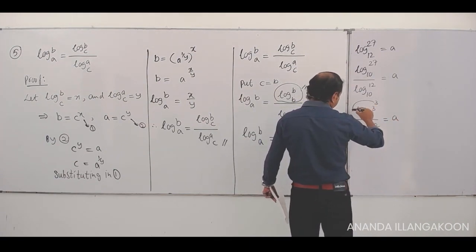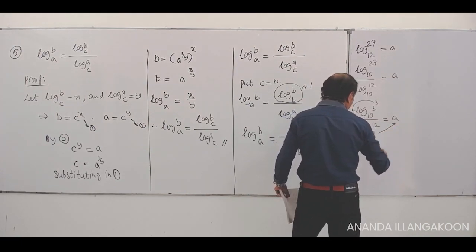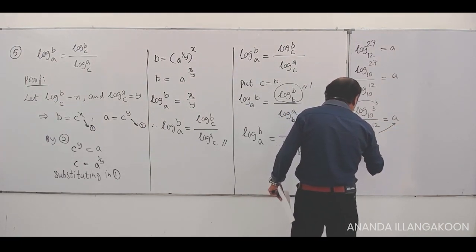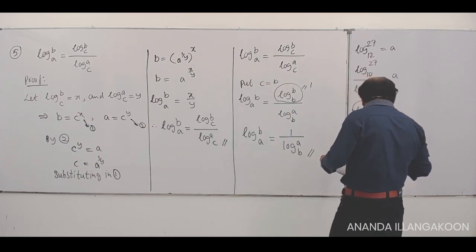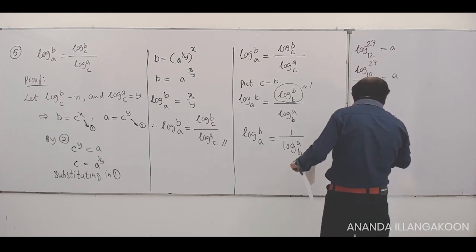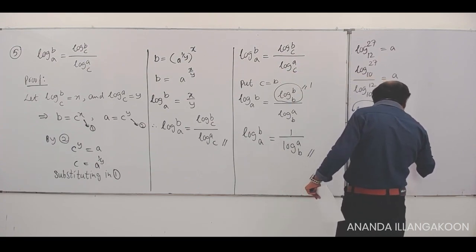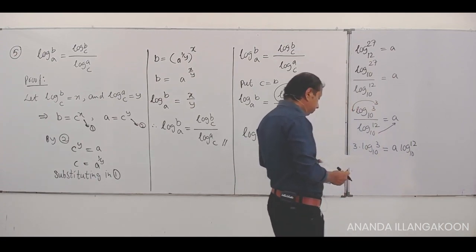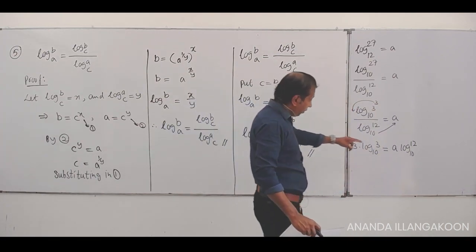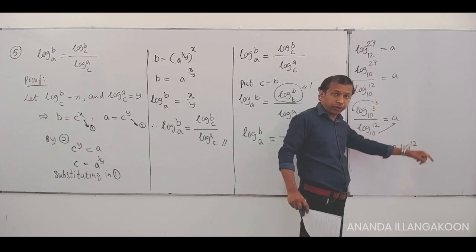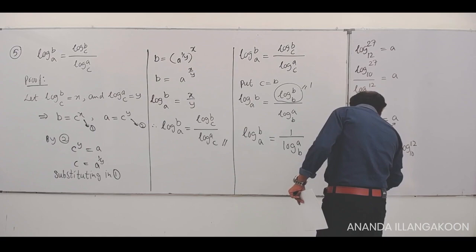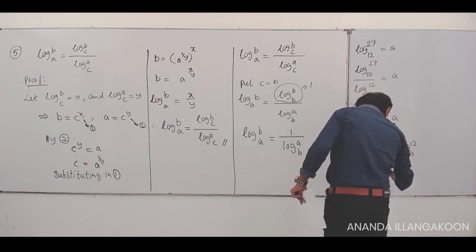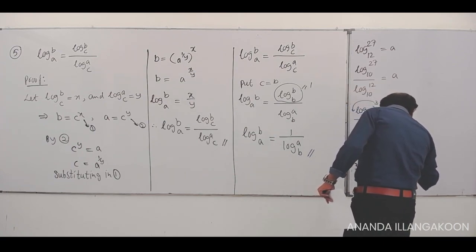This 3 we can take before. By using the cross multiplication, we get 3 log base 10 of 3 equals a log base 10 of 12. This 12 here I write as 4 times 3. Okay, 3 log base 10 of 3 equals a log base 10 of 12 as 4 times 3.